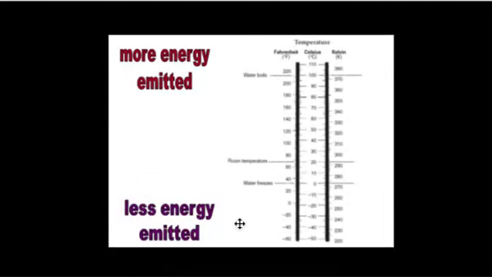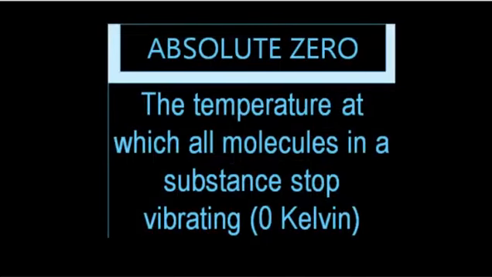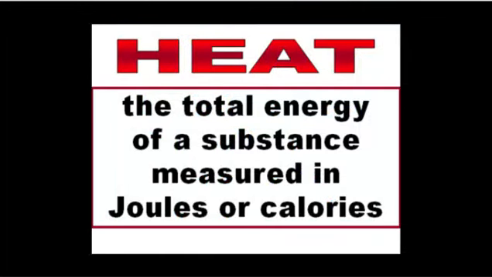Absolute zero is when we reach, notice that Kelvin has much higher numbers, the point where the molecules completely stop. So absolute zero is 0 Kelvin. The next thing we can do to measure energy is heat. Heat is the total energy of a substance, measured in joules or calories.